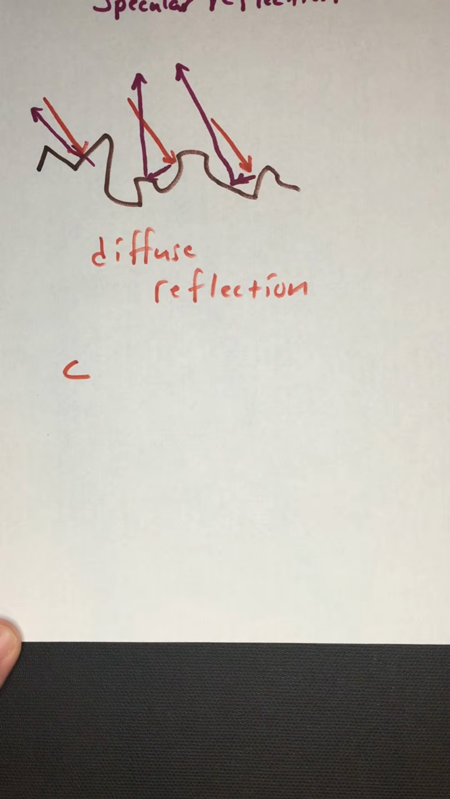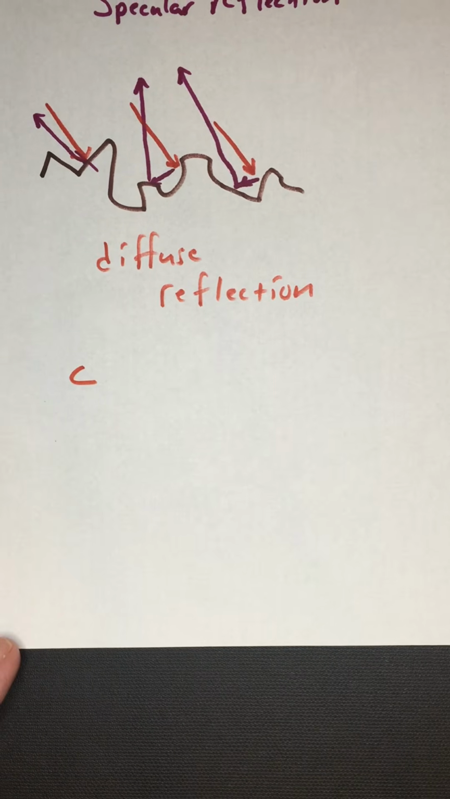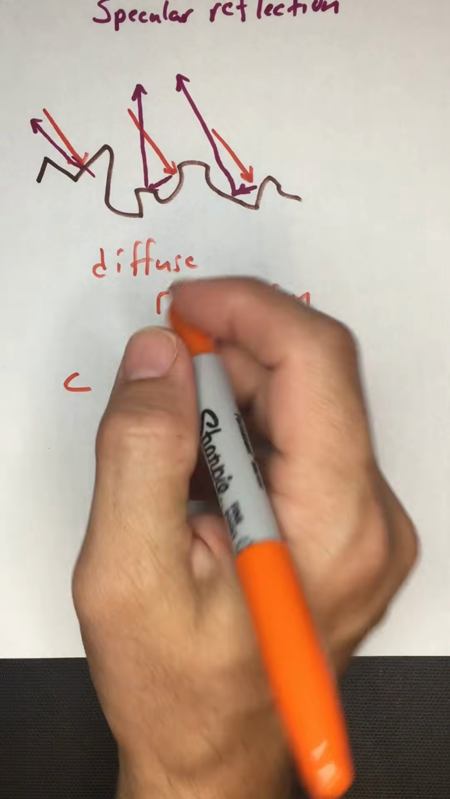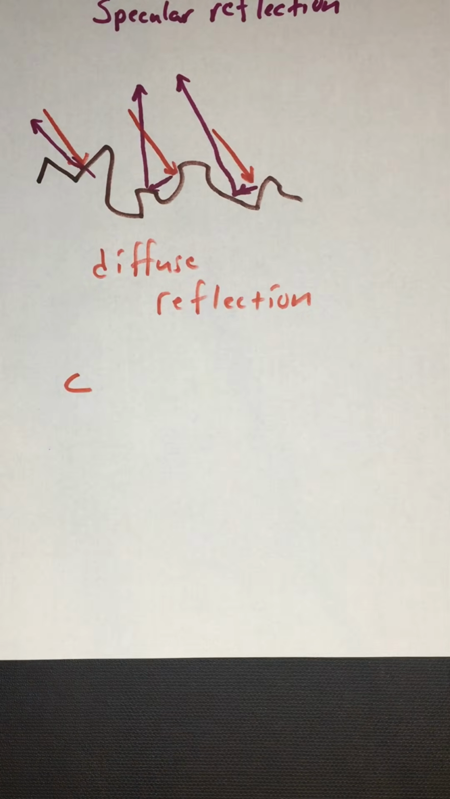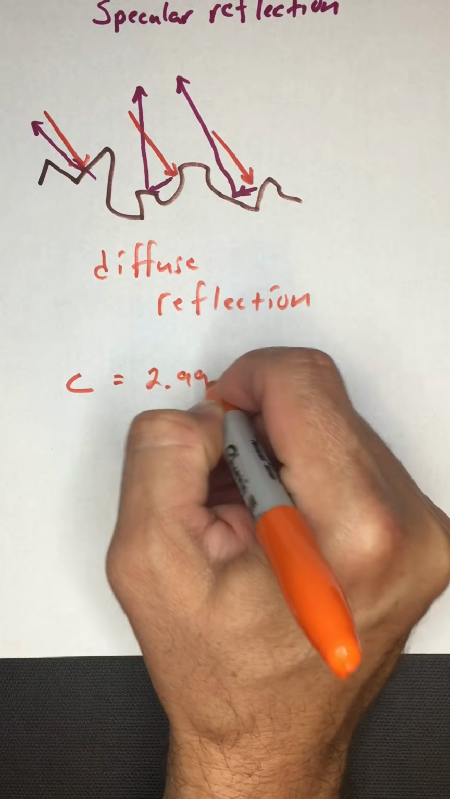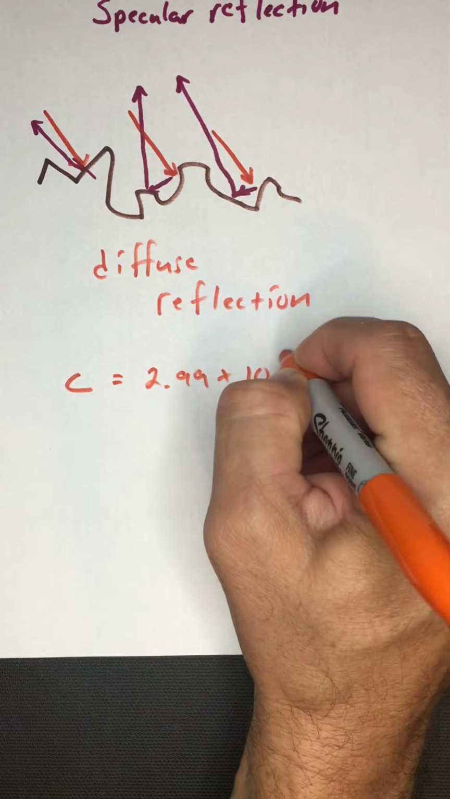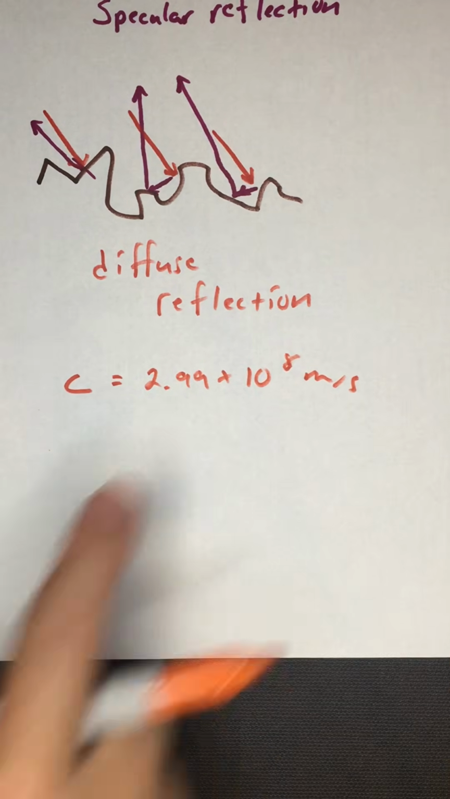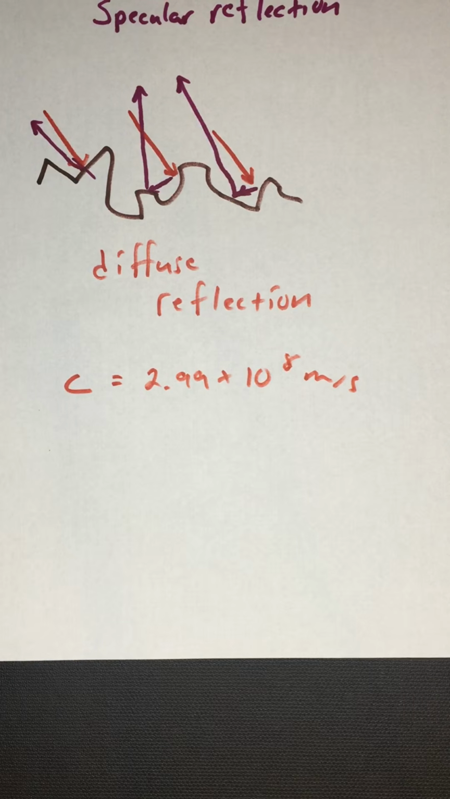We symbolize it with the letter C. If you've ever seen Einstein's famous equation, E equals mc squared, that's this C. This is the speed of light. It is equal to about 2.99 times 10 to the 8th meters per second, something really, really fast. There's some more decimal places. You can look that up if you're interested.